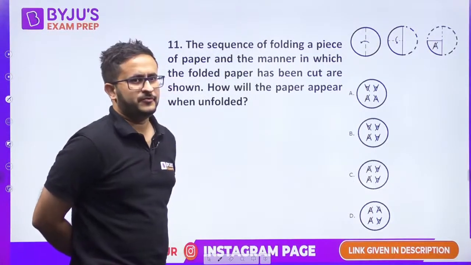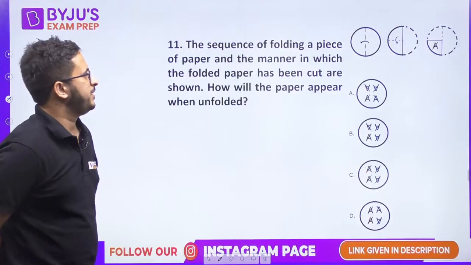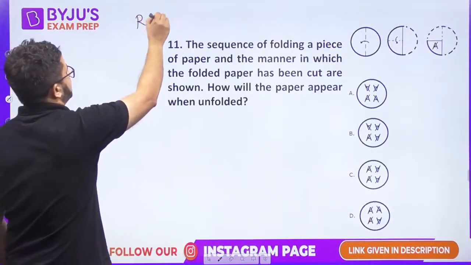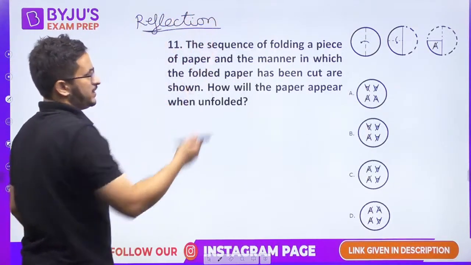Now this is on paper folding, easy question. Paper folding is based on your reflection thing, right? How an image is reflected on X and Y axis.